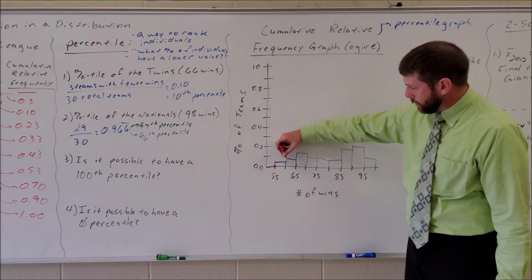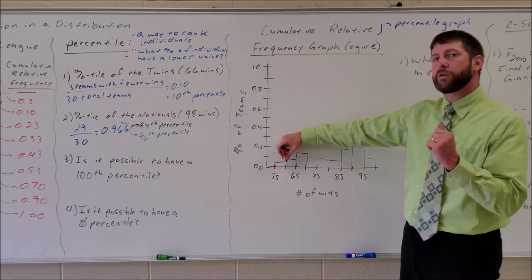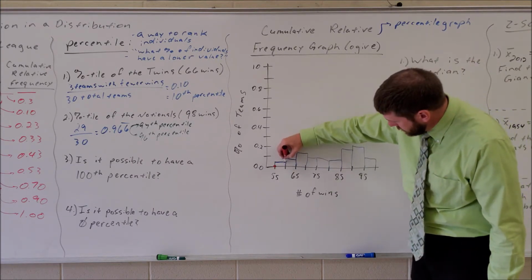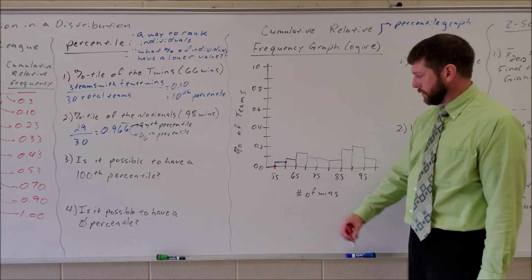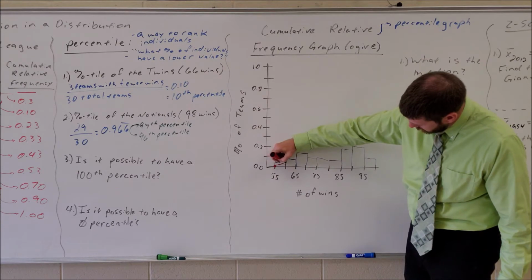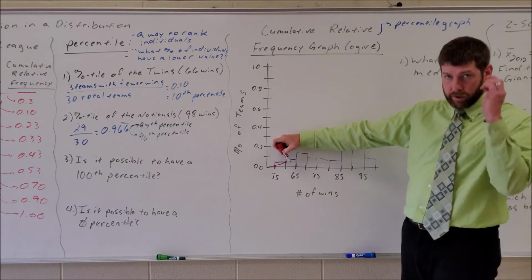All right. By the time we get to the next interval, by the time we get to 60, how many teams had fewer than 60 wins? Well, we just had that one team, so that was at that 3%. So you see how we went from 0 up to 3% as we came across that interval. That's the same thing as the height of that bar right there.